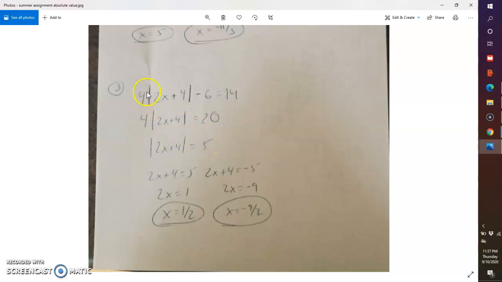We never distribute through an absolute value. It's not a parenthesis. All we can do is get the absolute value alone. So we're adding the 6, we're dividing the 4. And then once I'm here, I set up what I was doing before.